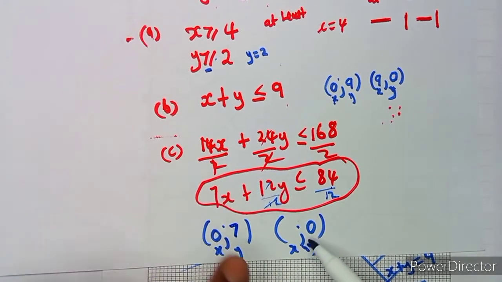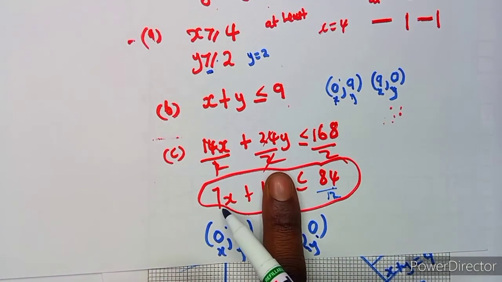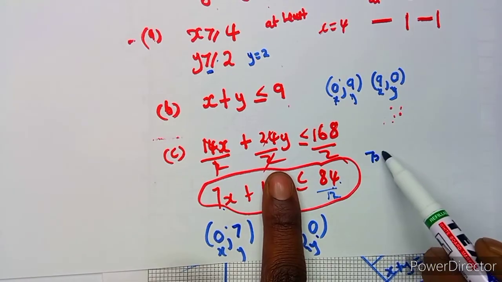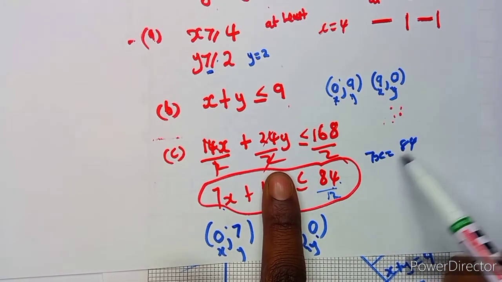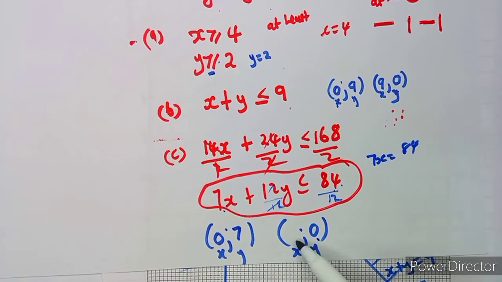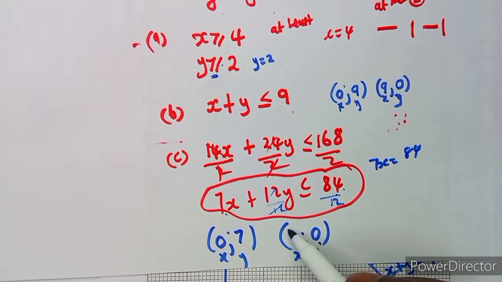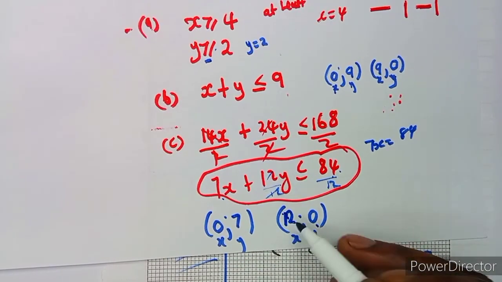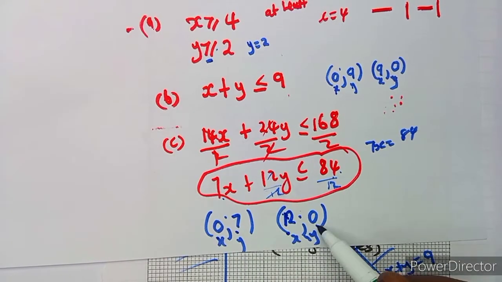Okay, when y is equal to 0, we close this part. So 7x is equal to 84. If 7x is equal to 84, divide by 7 on both sides. x is going to be 12. So these are the points that we need: (0, 7) and (12, 0).